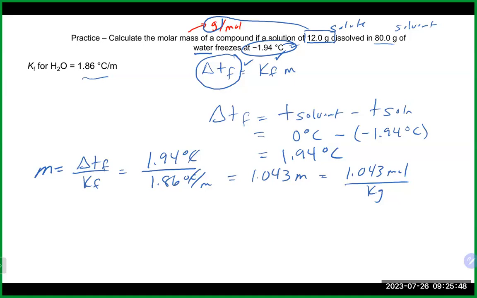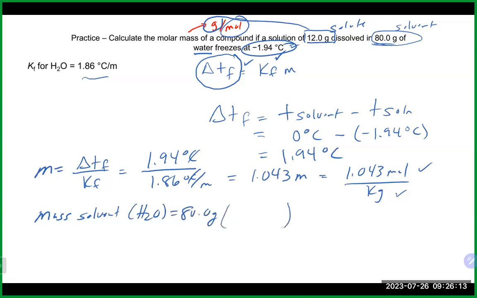Why is this going to be helpful? Because we're looking for moles, right? And right now we have moles of solute per kilogram of solvent. We do know that the amount of solvent that we have is 80 grams. So the mass of our solvent, which is water, is 80 grams, which means we can convert that into kilograms. With 1,000 grams in a kilogram, that gives us 0.080 kilograms of solvent.